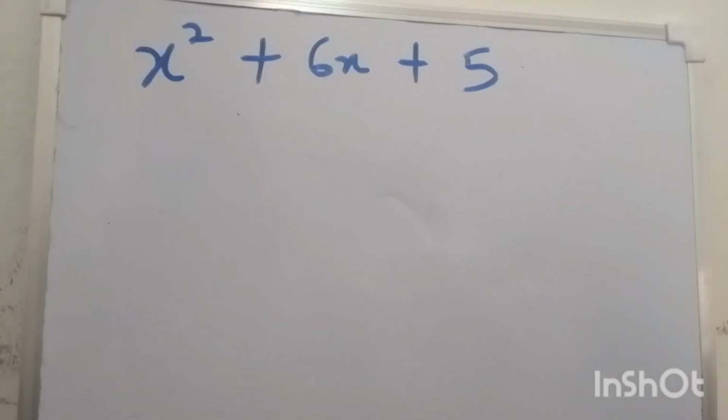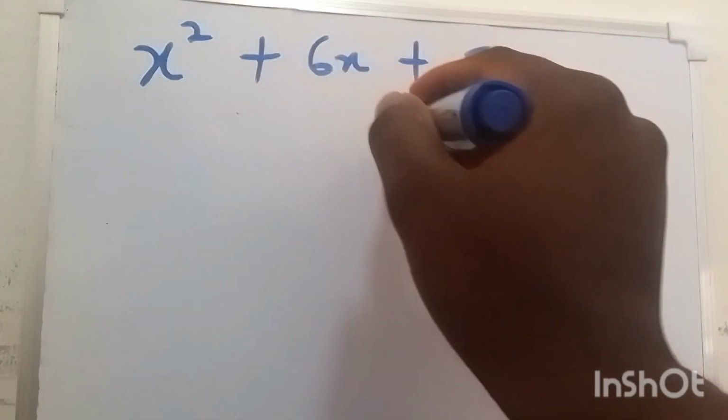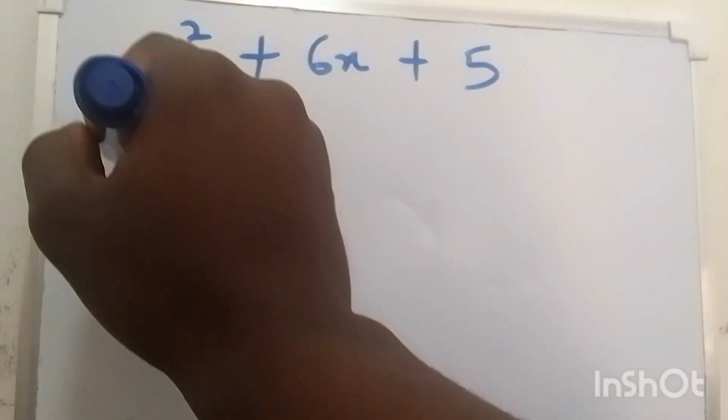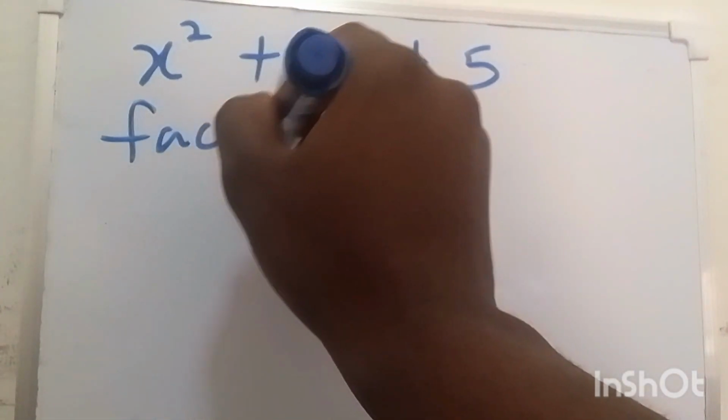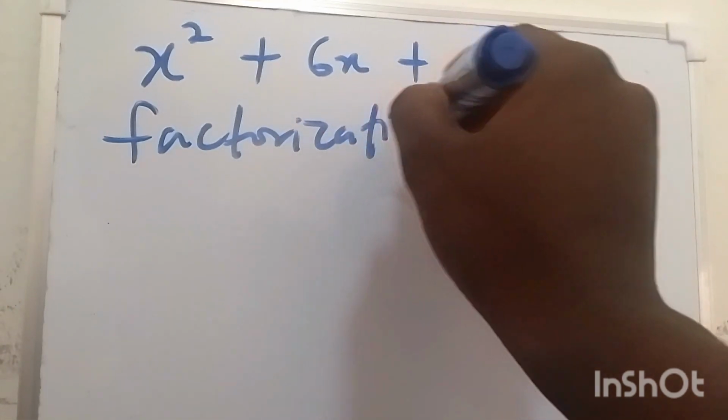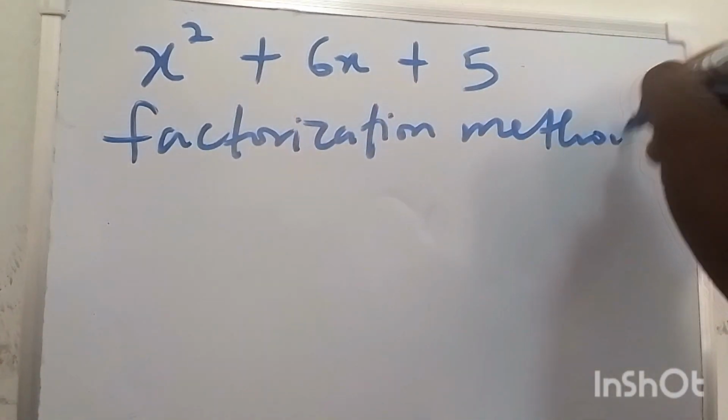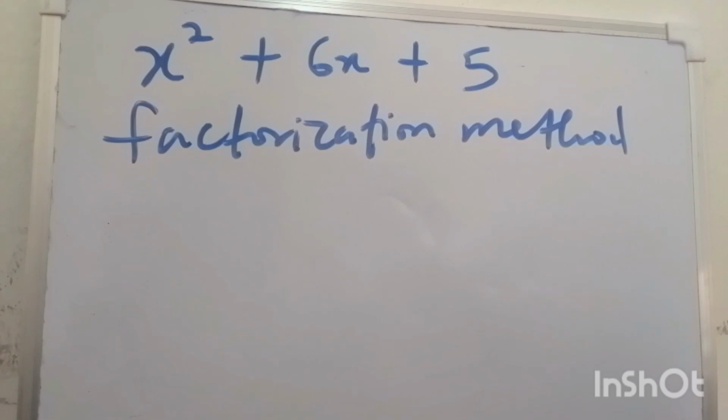Alright, looking at this question, x squared plus 6x plus 8. We solve this using the factorization method. We know we can have three methods to solve this. We can solve it using the quadratic formula, we can solve using the complete square method, and we're going to solve using factorization. And there is a very fast method to solve this.